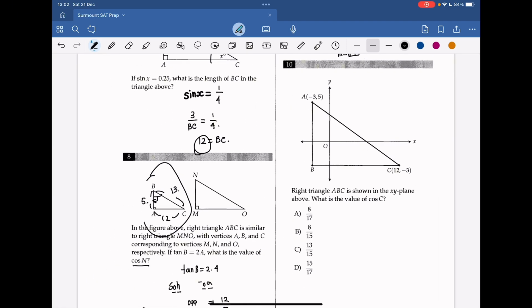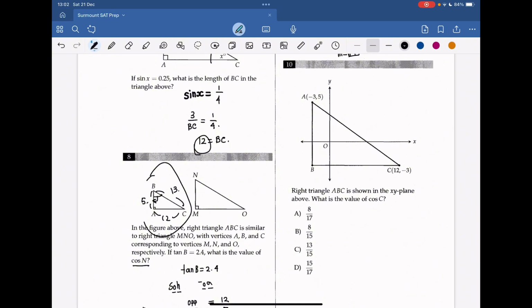Question 10, we have this right triangle ABC that is shown in this xy plane. We need to calculate the value of cosine C. So we are given the coordinates of A and C, and we can use that to solve and deduce what our sides are.